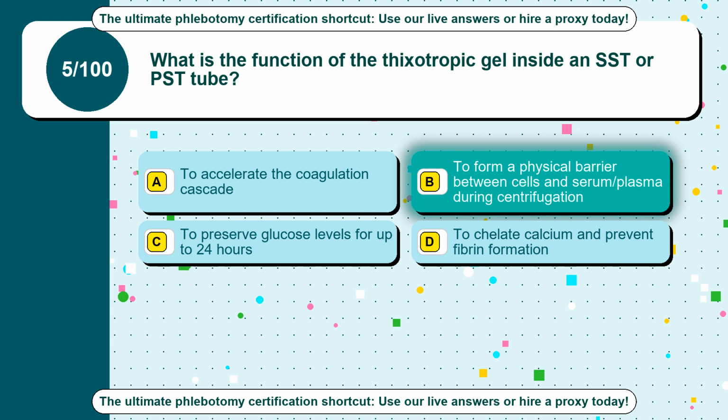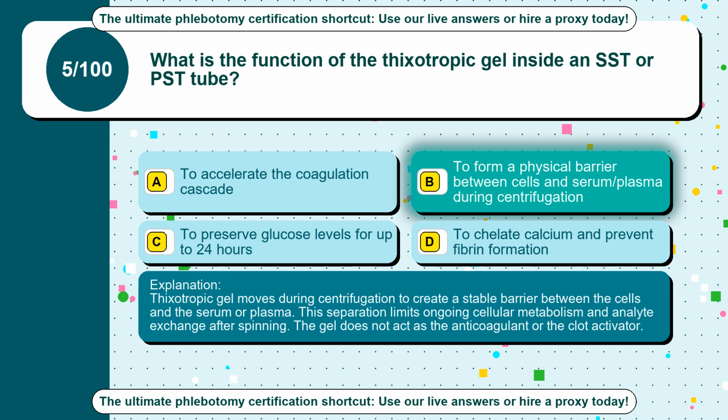To form a physical barrier between cells and serum/plasma during centrifugation. Thixotropic gel moves during centrifugation to create a stable barrier between the cells and the serum or plasma. This separation limits ongoing cellular metabolism and analyte exchange after spinning. The gel does not act as the anticoagulant or the clot activator.